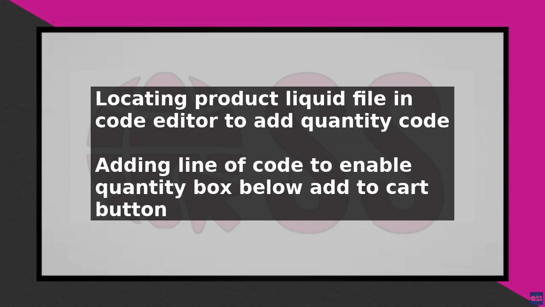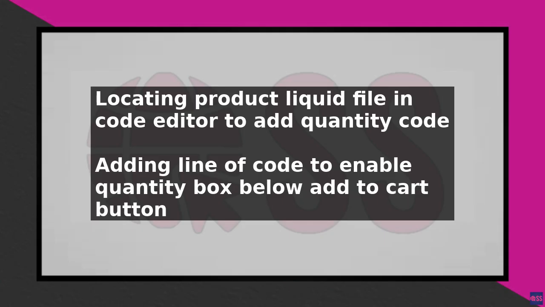The code will look something like this: input type="number" name="quantity" value="1" min="1". You can add this code below the Add to Cart button. After adding the code, click Save and the quantity option should now be visible on your product page.